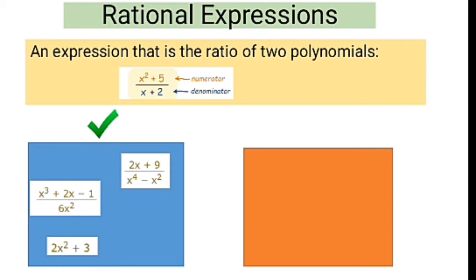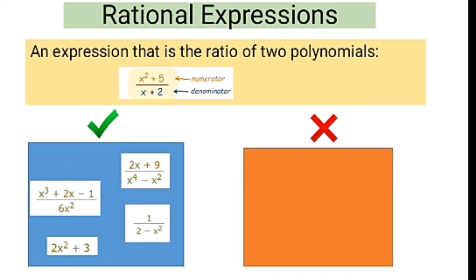Here we have 2x squared plus 3. Why is this a rational expression? Simply because the denominator here is 1. 2x squared plus 3 divided by 1 is equal to 2x squared plus 3. So it is understood that the denominator of this rational expression is 1. The fourth example is 1 over 2 minus x squared. That is also a rational expression.